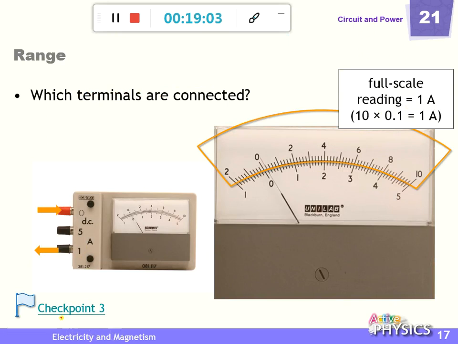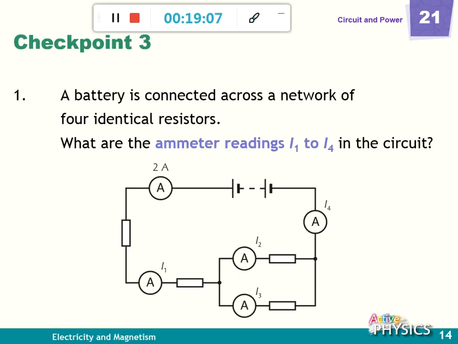Now chapter 3. Okay, look at this. Our battery is connected to this network. What are the ammeter readings I1 to I4 in the circuit?